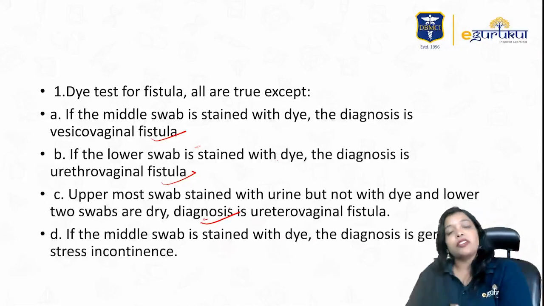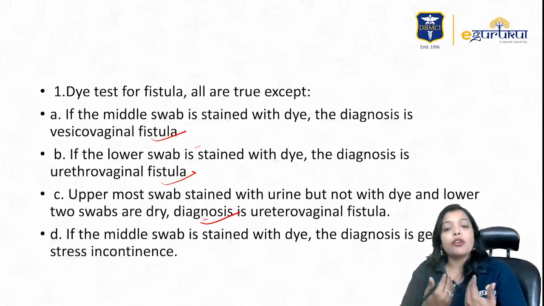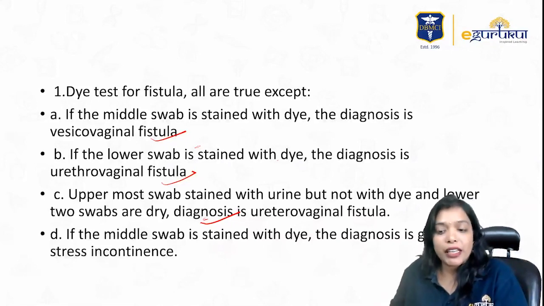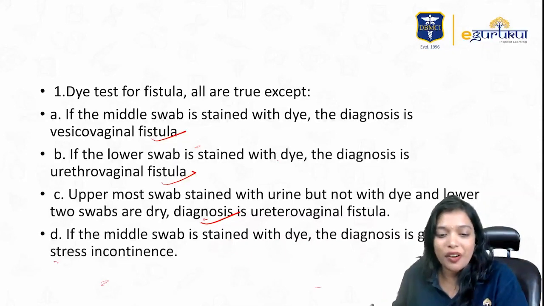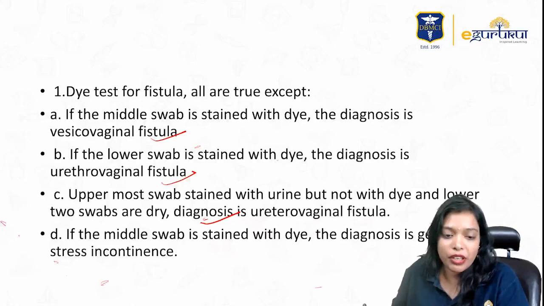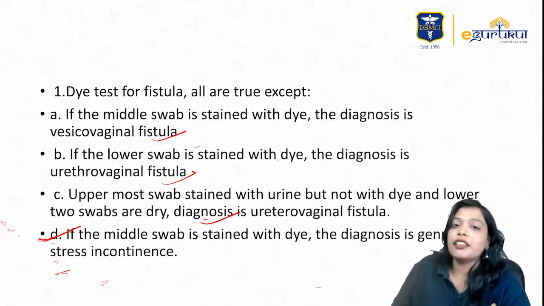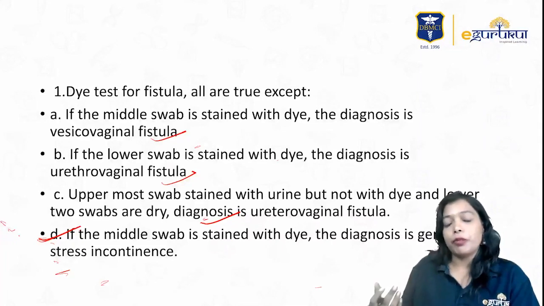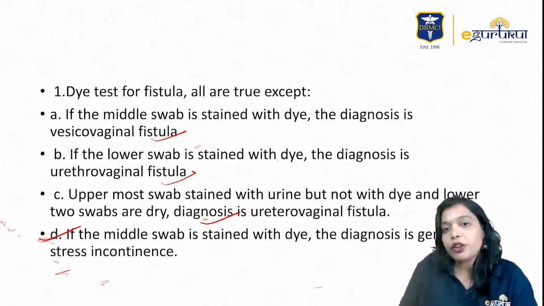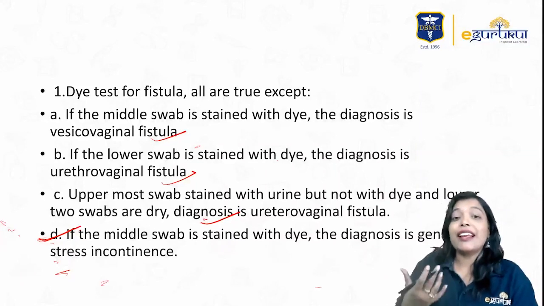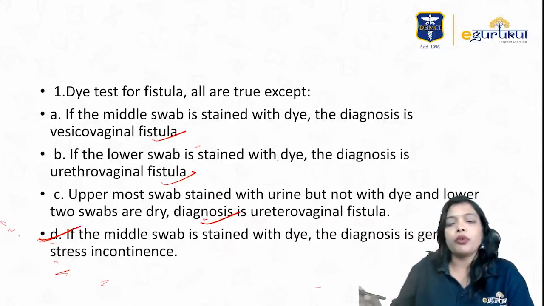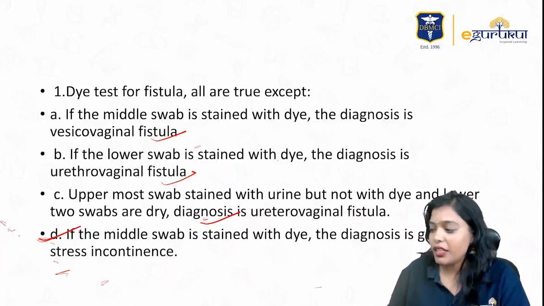So when the upper swab is stained with urine and the middle and lower swabs are not stained, then it is uretrovaginal. That is also a correct statement. If the middle swab is stained with dye, the diagnosis is genuine stress incontinence. The fourth statement is absolutely wrong. So what is genuine stress incontinence? Stress incontinence is whenever there is a rise in intra-abdominal pressure because of urethral hypermobility, or the proximal urethra and bladder neck going below the urogenital diaphragm. So whenever there is a rise in intra-abdominal pressure, that is when the patient is coughing, laughing, a little amount of urine coming out, it is called genuine stress incontinence.